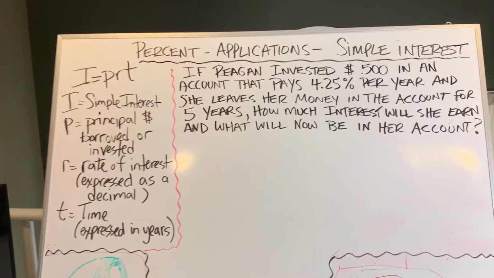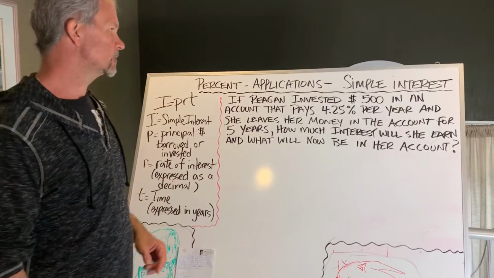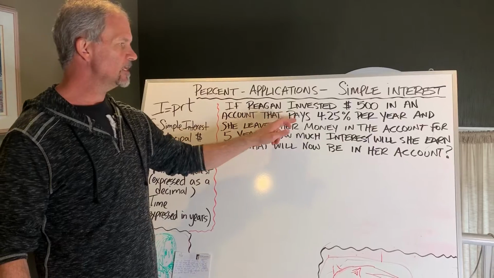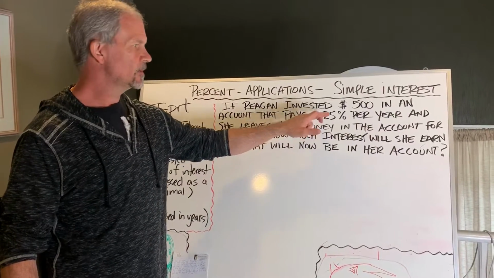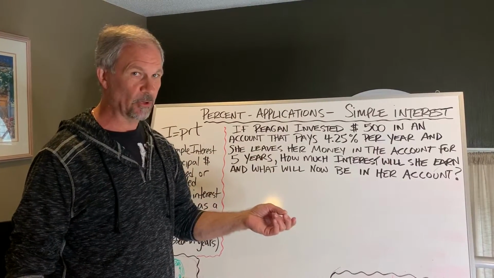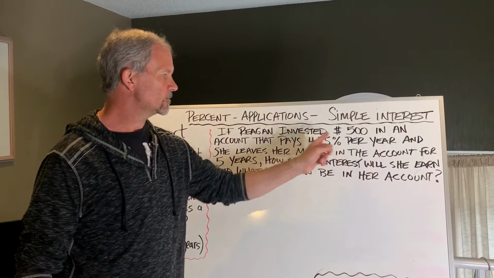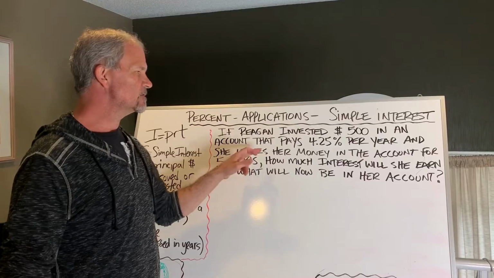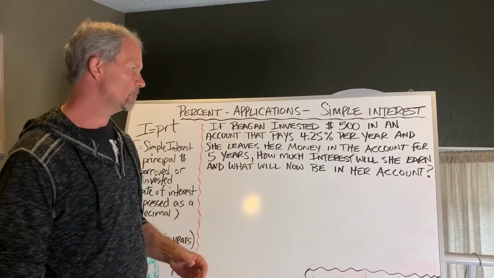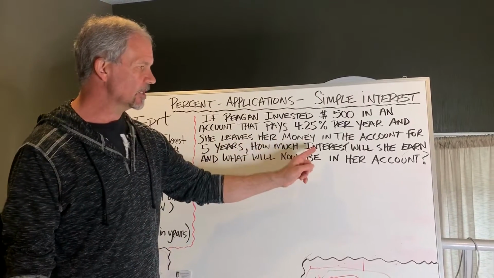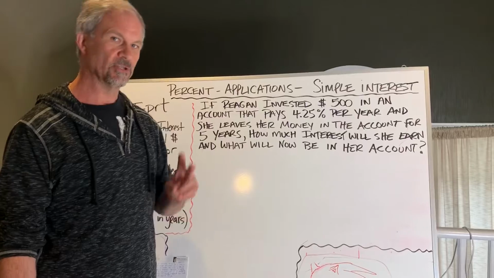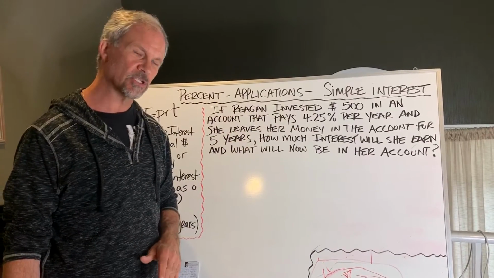Okay, so here's a typical question. If Reagan invested 500 of her dollars in an account that pays 4.25% per year. So interest is always calculated on a yearly basis. You might say per annum, which means still per year. And she leaves her money in the account for 5 years. So she doesn't touch it for 5 years. She just waits to see how it will grow. Here's the question. How much interest will she earn? There's one question. And what will be the new amount in her bank account? So there's the second question. And that one comes after we find out how much interest she earns.